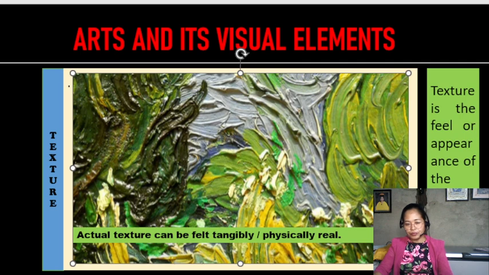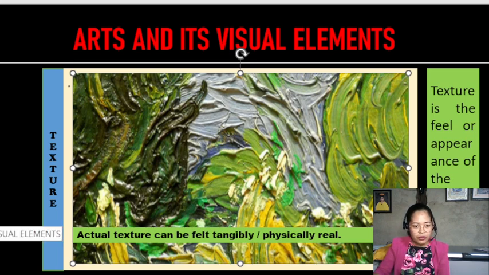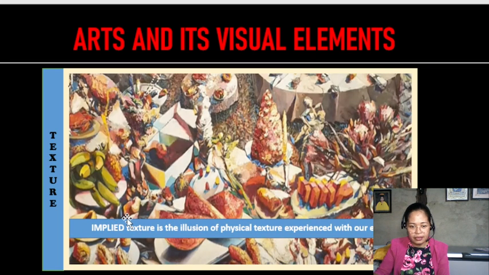Okay, so texture in art is described as the way artists use their chosen medium to create a physical or tactile surface texture in their art. Okay, so kung lalapitan mo ito, it is very clear na rough yung surface niya. The texture is rough. Okay, and we go to another type of texture, which is the implied.